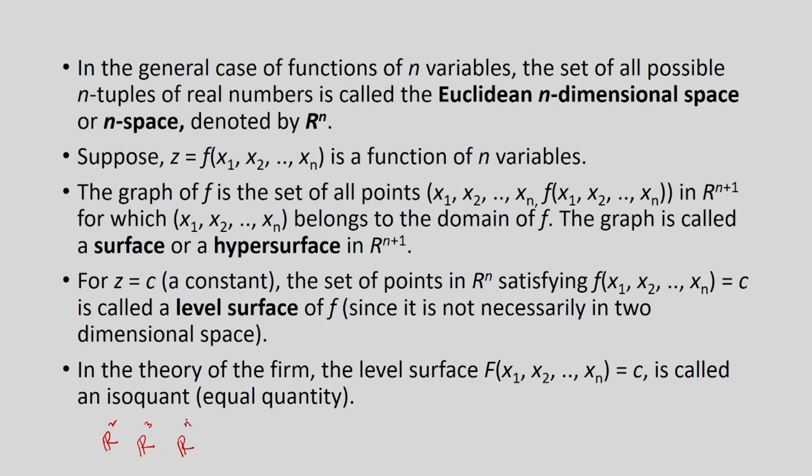Suppose you have a function z equal to f of x1, x2, ..., xn, a function of n variables. The graph of f is the set of all values (x1, x2, ..., xn, f of x1, x2, ..., xn). And this will be in what space? It will be R^(n+1) space, for which (x1, x2, ..., xn) belongs to the domain of f. Obviously, if we are talking about a function, then the independent variable has to belong to the domain. The graph is called a surface or a hypersurface in R^(n+1).